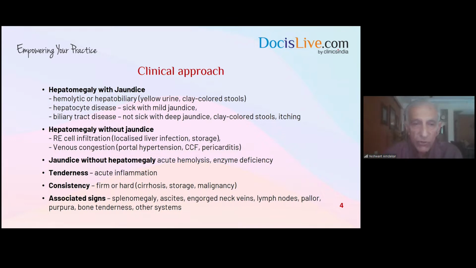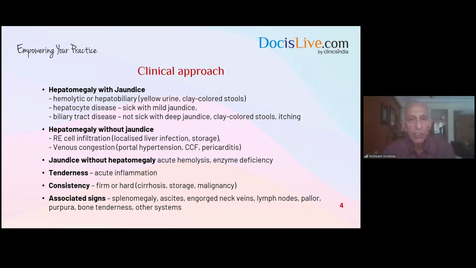these hepatomegaly, in other words, hepatomegaly with jaundice is either a hepatocyte or a biliary tract disease, and one without jaundice is either a venous disease or an RE cell disease. So simple to go by.